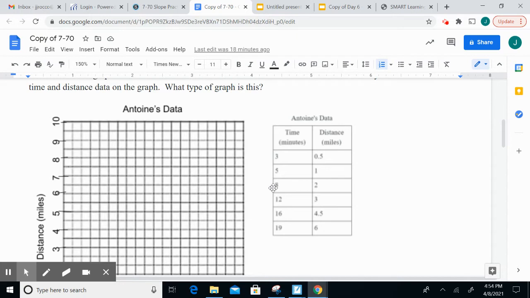Let's check the next interval here. From 5 to 8, in 3 minutes he traveled 1 mile. So now something kind of doesn't seem right there. 2 minutes, half a mile. 3 minutes, 1 mile. Already that's not really working, right? Check another one. You can check a couple of these and see if any of these match up. 8 to 12 is 4. So in 4 minutes, he traveled 1 mile. Now, wait a minute.